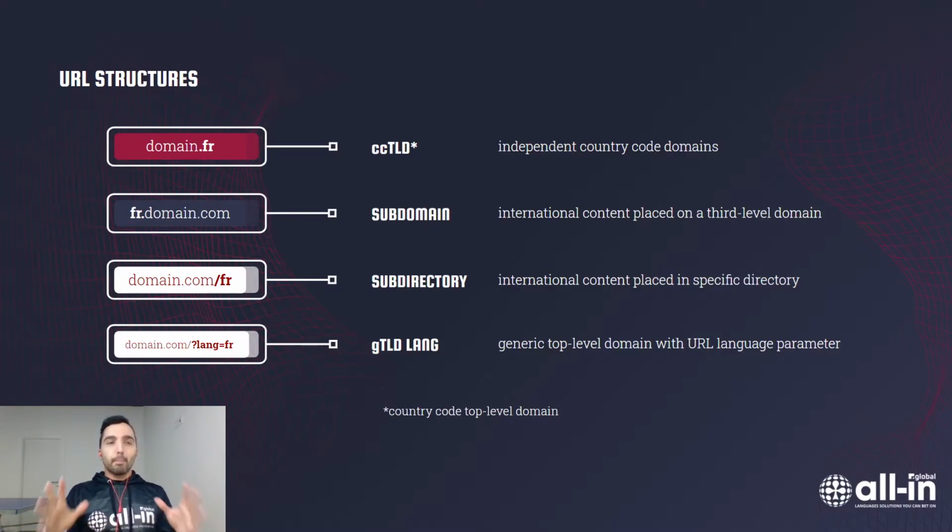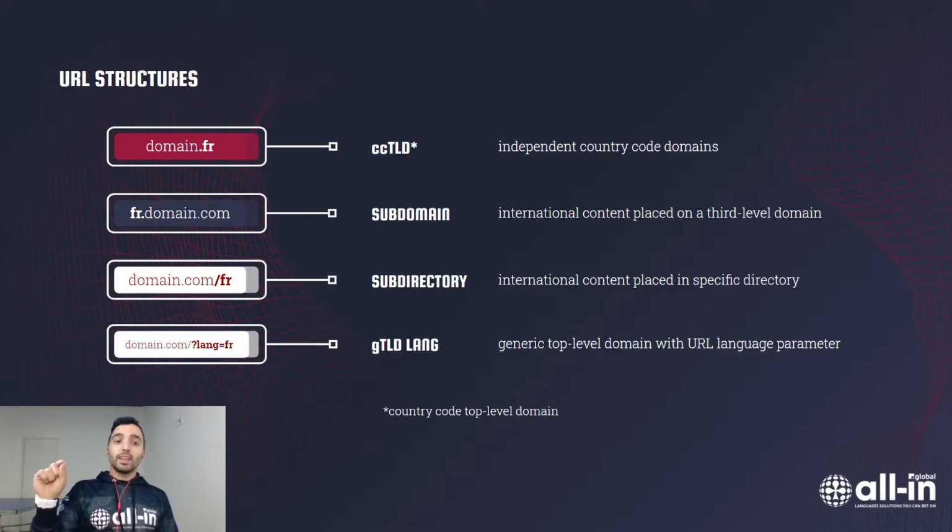This is probably the best. If we have to choose one in terms of signaling search engines, what's the best signal you can send to search engines about the market you're targeting? For instance, France: if you have your domain .fr, you are sending the strongest signal you can send to search engines in terms of which markets you're actually targeting.